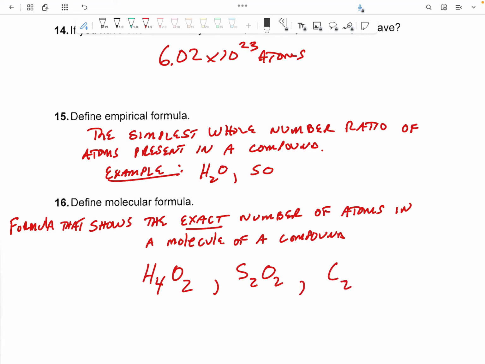Also, here's another one. H2O2, that's a good one. That is hydrogen peroxide. Everybody knows hydrogen peroxide, H2O2, and that's another example of a molecular formula.